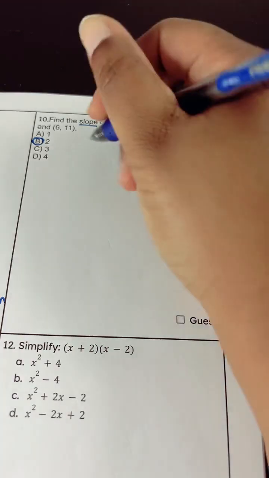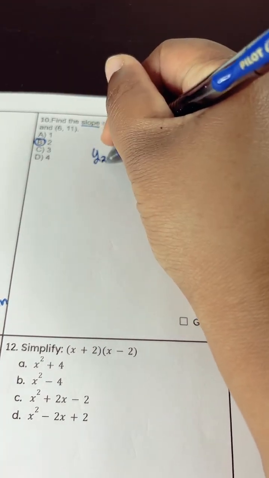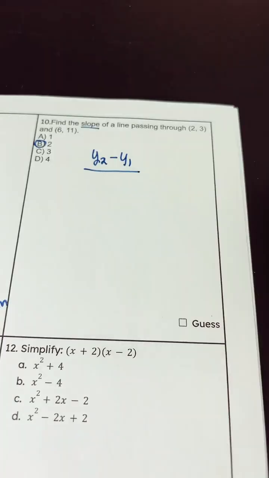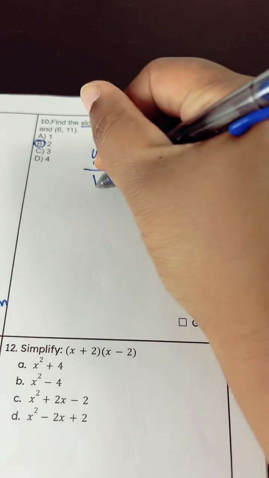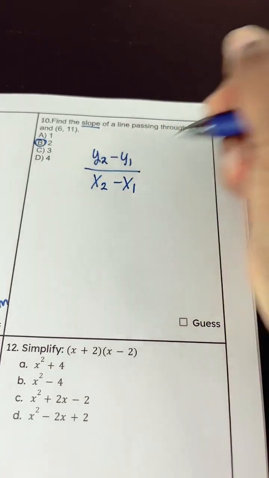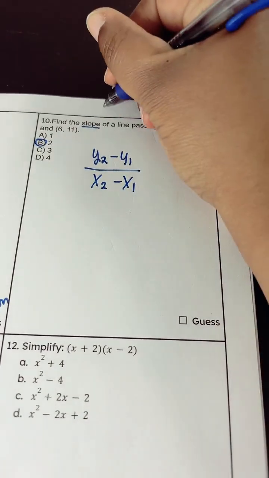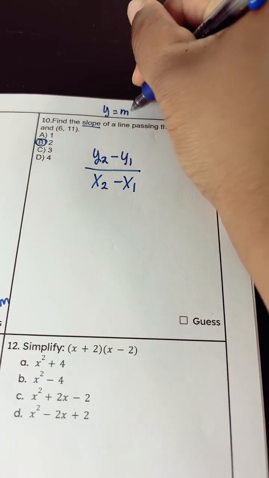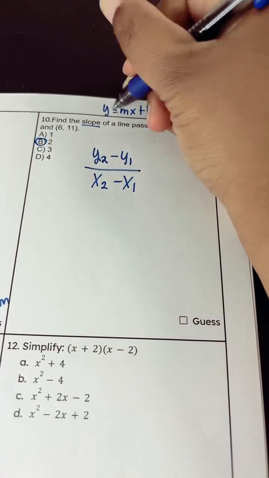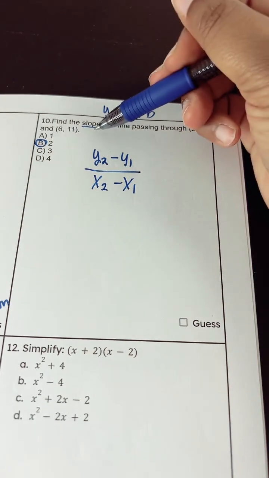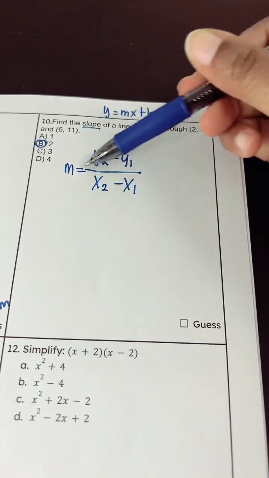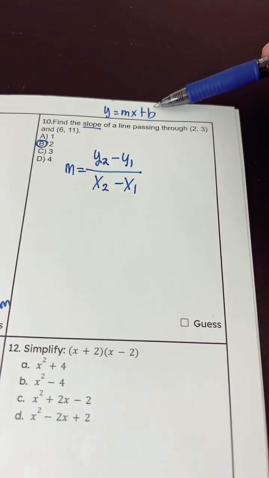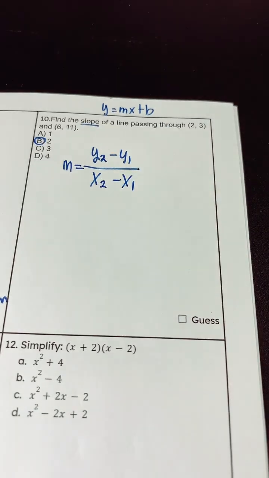Okay, good. I saw somebody put Y2 minus Y1 over X2 minus X1. Good. I see those formulas coming in. Now, I also saw some people giving me the slope-intercept form, which doesn't help me when I'm trying to find the slope. Remember, this is how you find the slope. This is how you find the equation, which is two different things. So beware of that, okay?